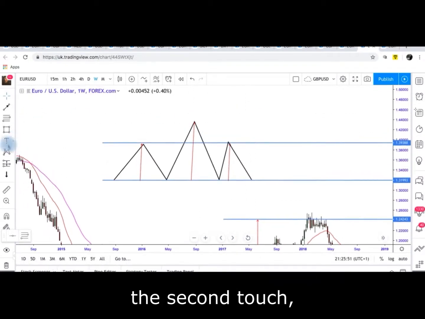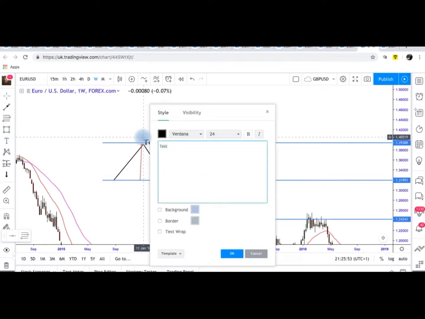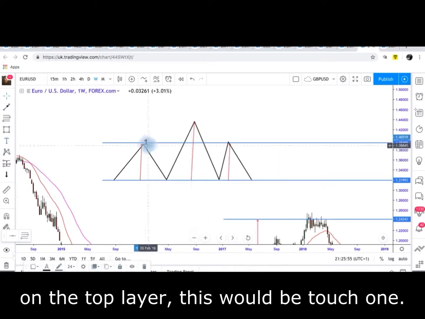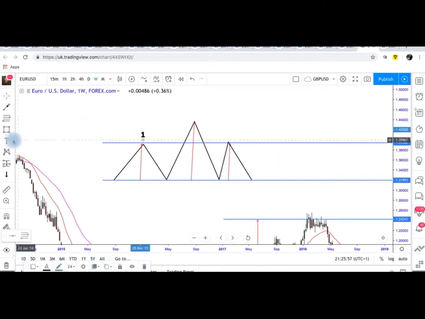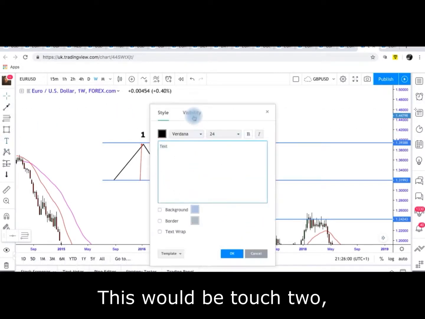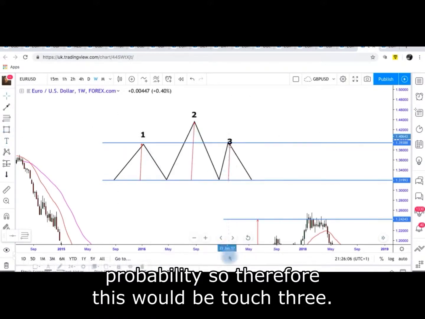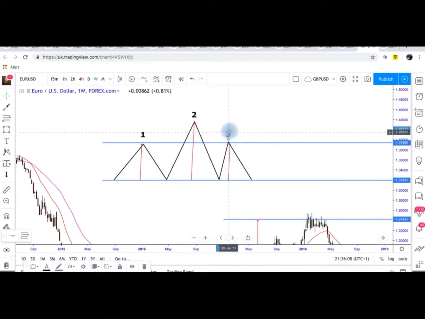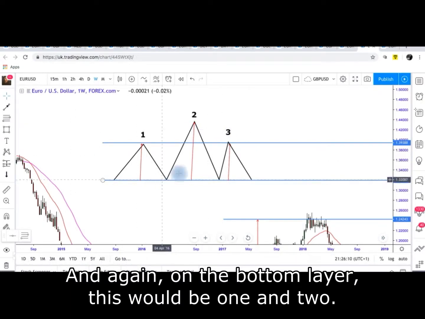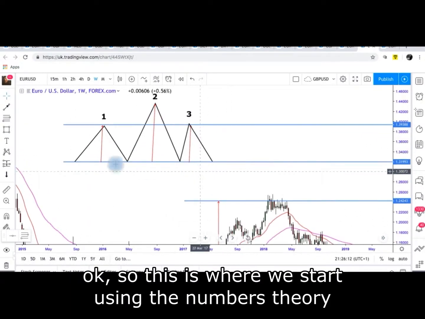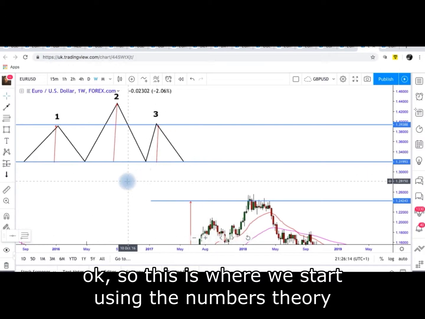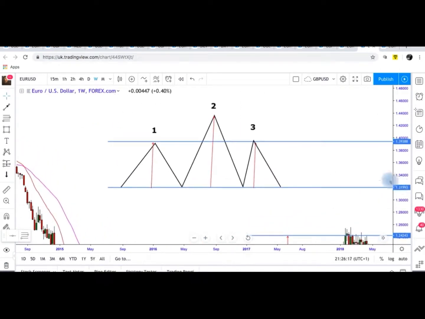And as you can actually see from this pattern, going back on the theory of creating the first touch and the second touch, on the top layer, this would be touch 1. This would be touch 2. And as I said before, touch 3 is the highest probability, so therefore this would be touch 3. And again, on the bottom layer, this would be 1 and 2. Okay, so this is where we start using the numbers theory almost to trade.